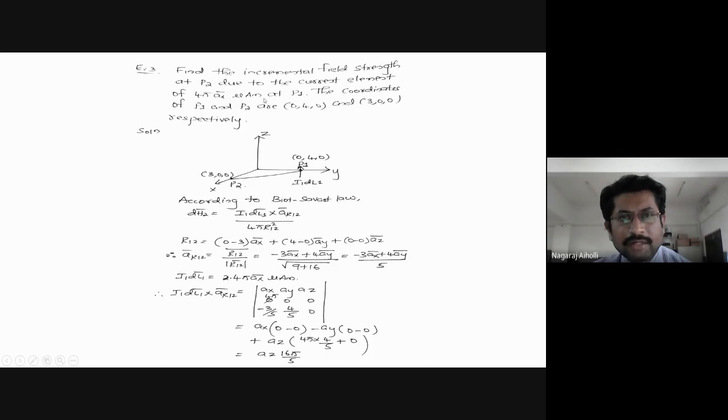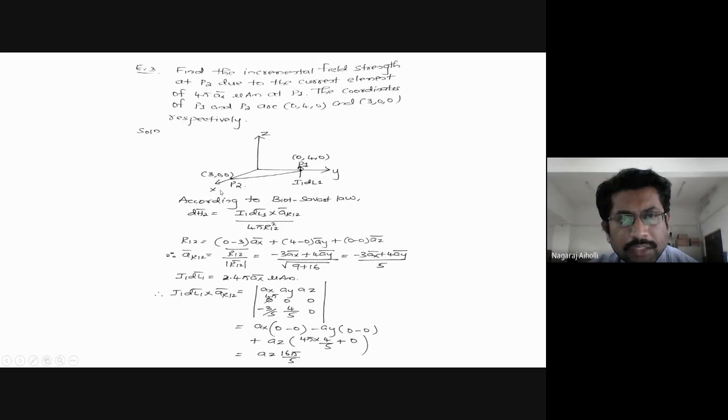Find the incremental field strength at P2 due to the current element at P1. So this should be reversed. It should be 3 minus 0. Just make a correction here, please. 3 minus 0, correct? 3 minus 0.